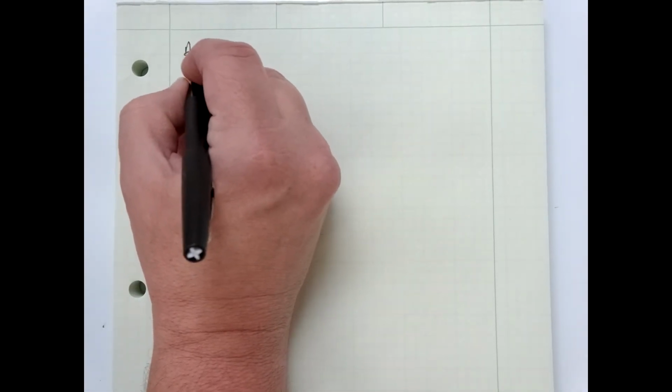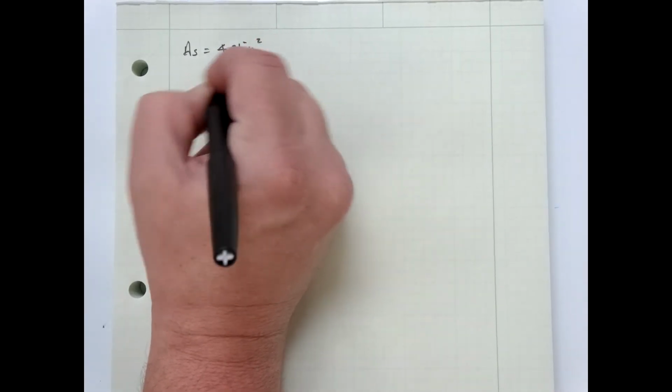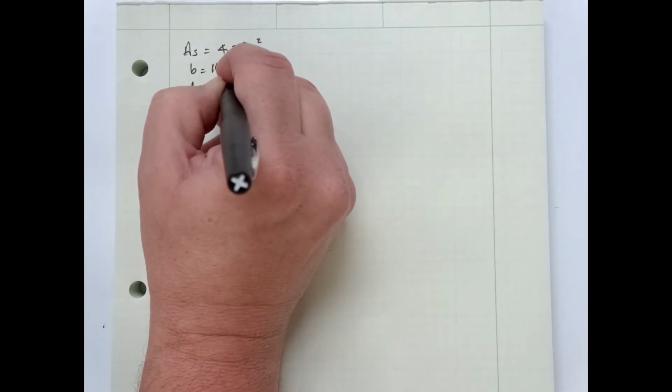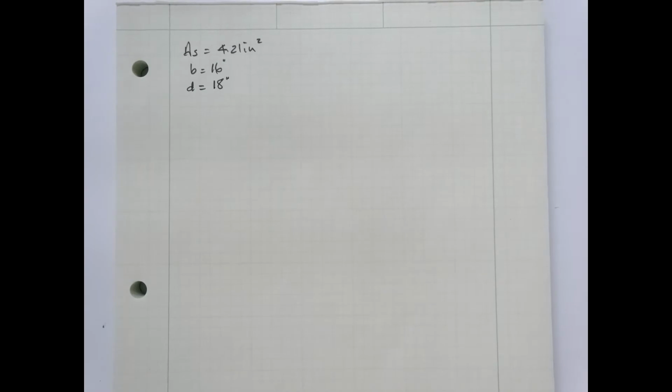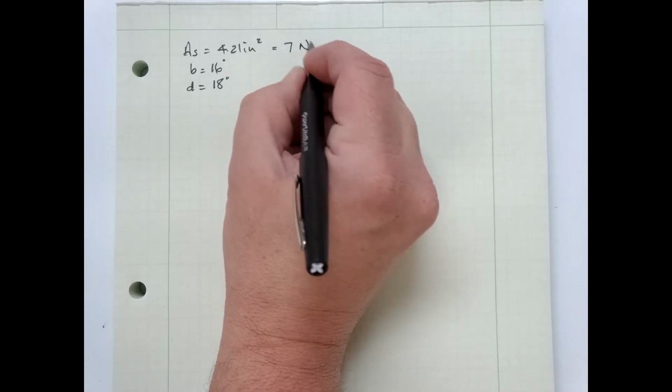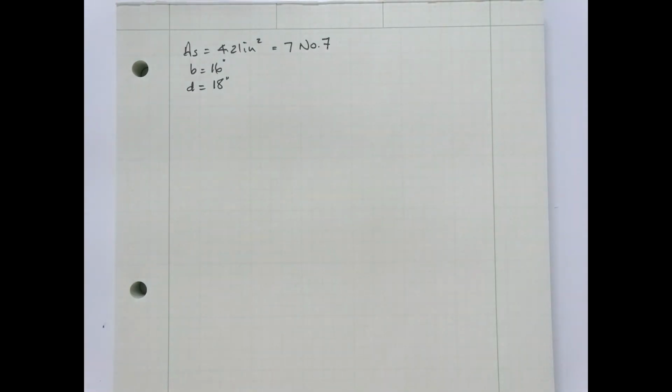So we have A sub S is equal to 4.21 square inches. b is equal to 16. d is equal to 18 inches. Is our beam adequate? We've got this far only to start a new problem. This is where we used to start. We've got a design. Is it adequate? It's probably okay, but I need to check because I moved d around and I moved A sub S around.